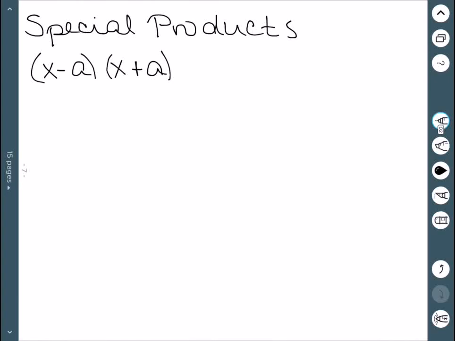Next, we'll look at some special products. So when we multiply something like x minus a times x plus a, where the only difference is the sign in the middle, this ends up being x squared minus a squared. We saw this example just a minute ago when we did x plus 8 times x minus 8.